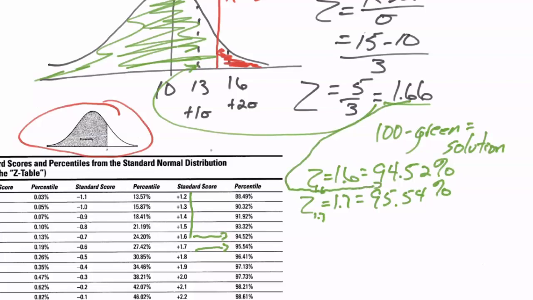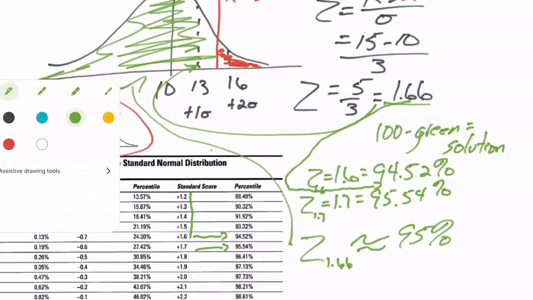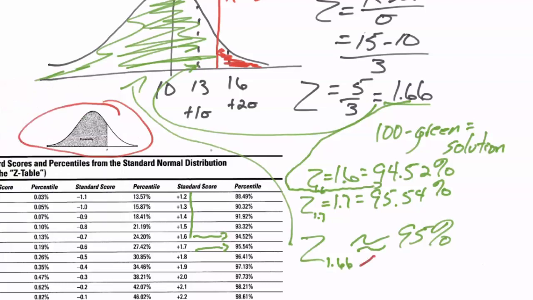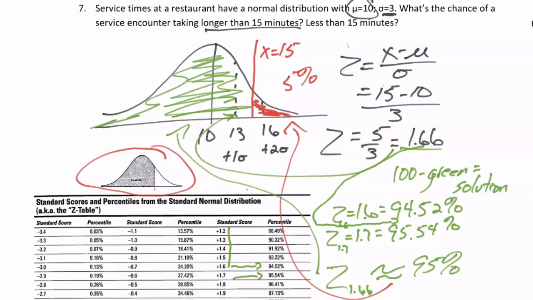I'm feeling pretty comfortable that if I say a z of 1.66, it's approximately equal to 95%. 95% is then this green region. So 100 minus 95% is what the red region is that we're truly looking for. So this region is 5%. So now we know the time for service encounters that are less than 15 minutes. We also know the time for service encounters that are greater than 15 minutes.